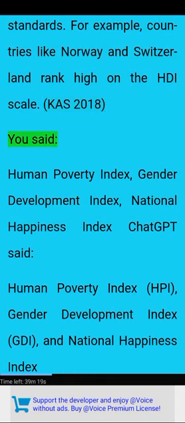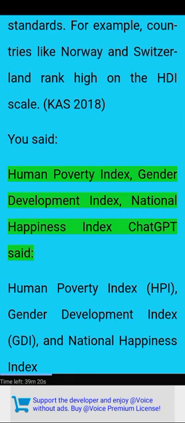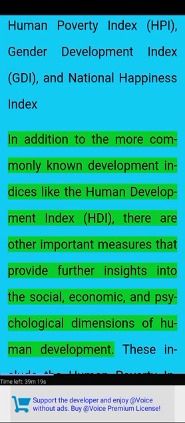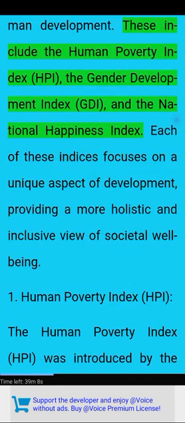CAS 2018. Human Poverty Index, Gender Development Index, National Happiness Index. Human Poverty Index (HPI), Gender Development Index (GDI), and National Happiness Index. In addition to the more commonly known development indices like the Human Development Index (HDI), there are other important measures that provide further insights into the social, economic, and psychological dimensions of human development. These include the Human Poverty Index (HPI), the Gender Development Index (GDI), and the National Happiness Index.